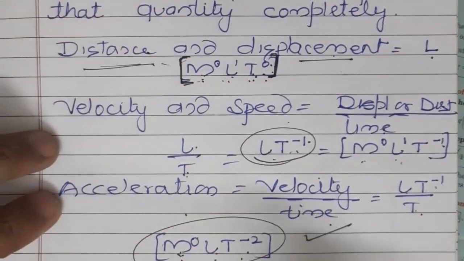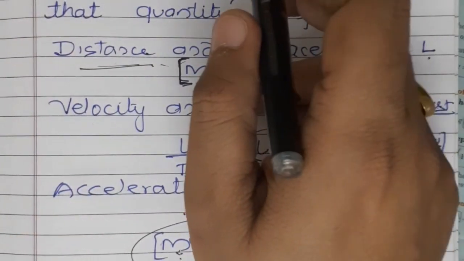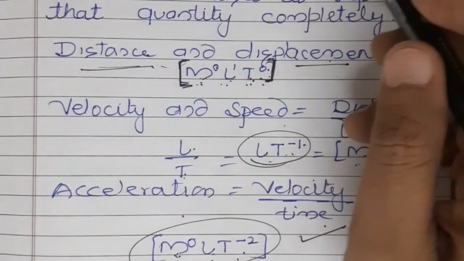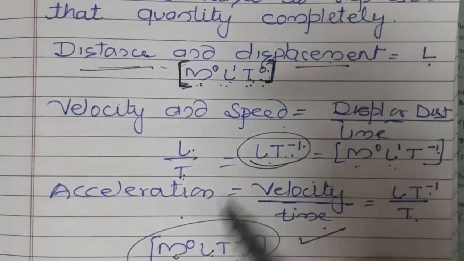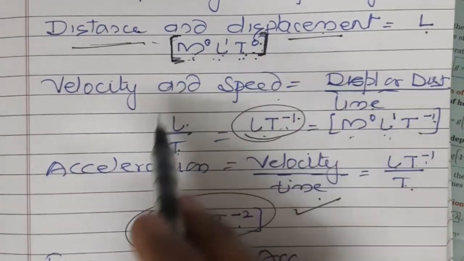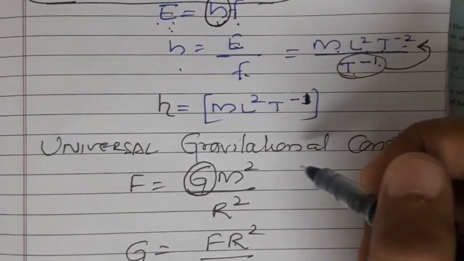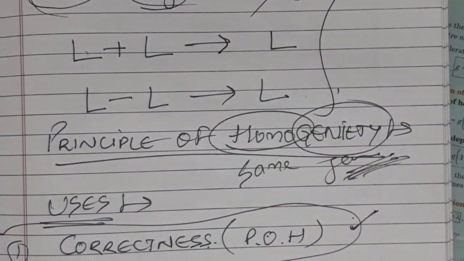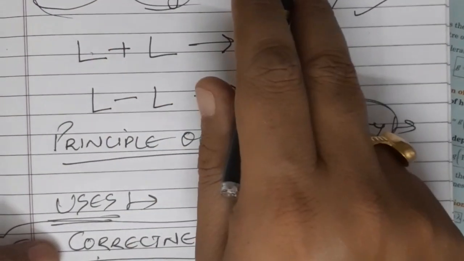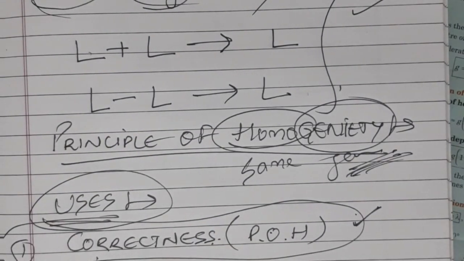Okay, well, students, last time we started with the chapter Physical Measurements and we are taking the topic dimensional analysis. We have covered the definition of dimensions. We have done some of the dimensional formulas as well, for example, distance, displacement, velocity, acceleration, force, work, power, energy, frequency, Planck's constant, universal gravitational constant. Then we have done the physical meaning of the principle of homogeneity. Then we have done the uses of dimensional analysis.